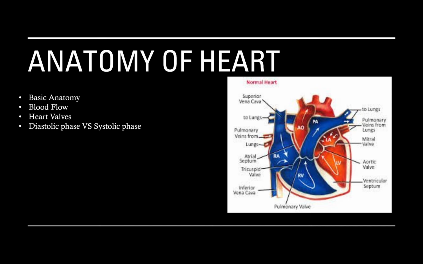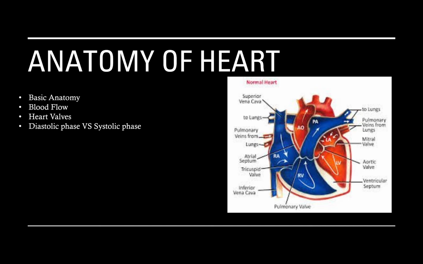Blood flow returns from the body through the superior and inferior vena cava into the right atrium, and then through the right atrium, it goes through the tricuspid valve to the right ventricle. When the right ventricle contracts, it pushes blood through the right semilunar valve, which then goes into the pulmonary trunk or the pulmonary artery. That is the only artery in the body that carries deoxygenated blood.